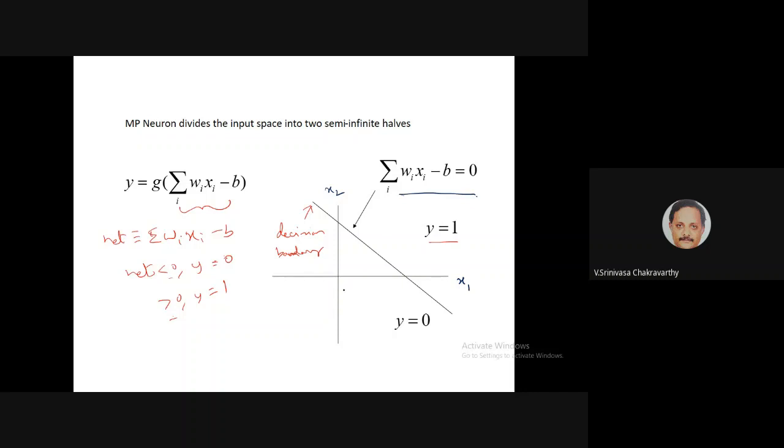So therefore, this neuron is basically dividing the input plane into two semi-infinite halves, where in one half y equal to 1, other half y equal to 0. You can imagine the same thing happening even in multiple dimensions, when the input is an n-dimensional vector. Where if x is in Rn, the neuron divides the entire input space into two semi-infinite halves.